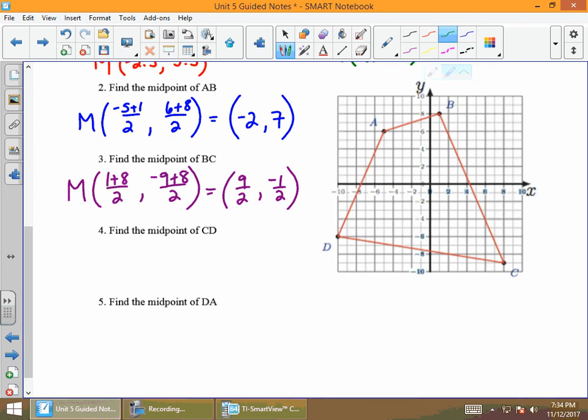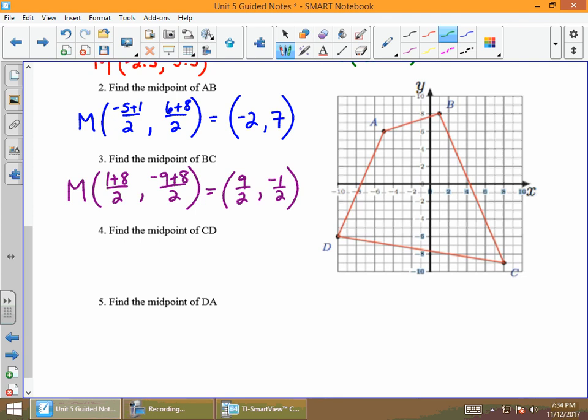Now, some people like to re-list out the points. That's fine. C is over here at the point 8, negative 9. The only thing I fear about this is if you make a mistake and call that point negative 9, 8, then it's going to throw you off on your midpoint. So be careful if you like to list your points out.